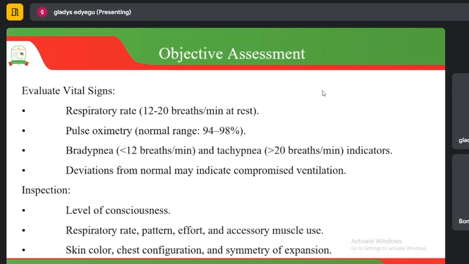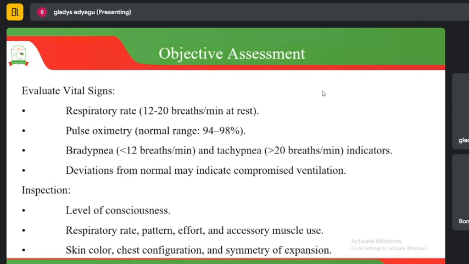The chest configurations can also tell us how the chest of the patient is when he's breathing, and the symmetry of the expansion. When the patient is taking in the oxygen, how much is his chest able to expand? So when you're observing or inspecting your patient, you should not just look at the patient, but you should be able to articulate so many things that can help you come up with the right assessment.